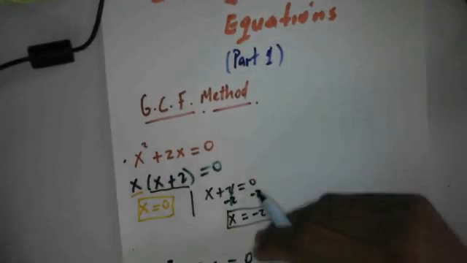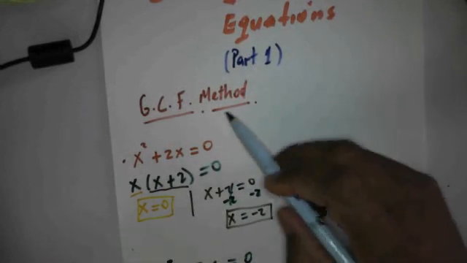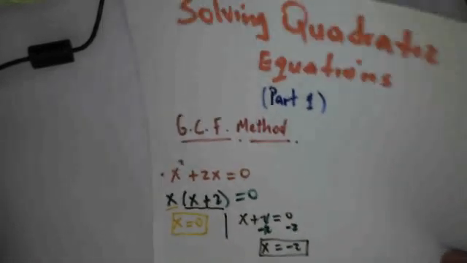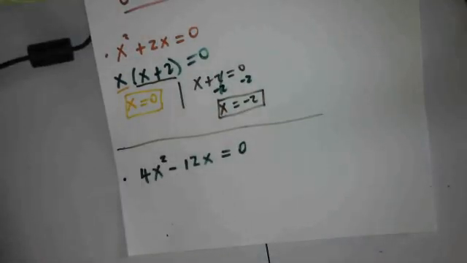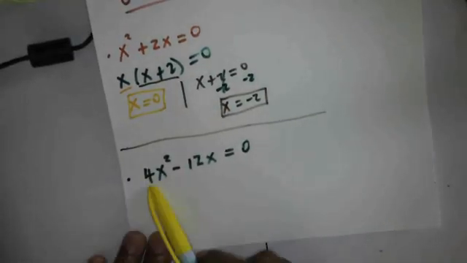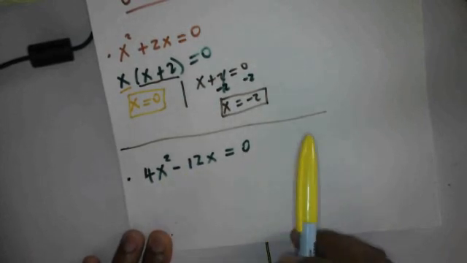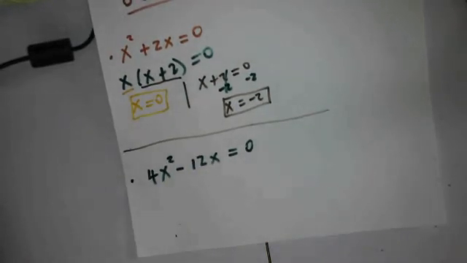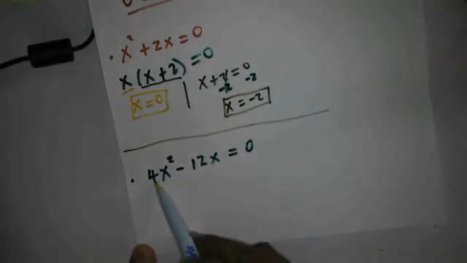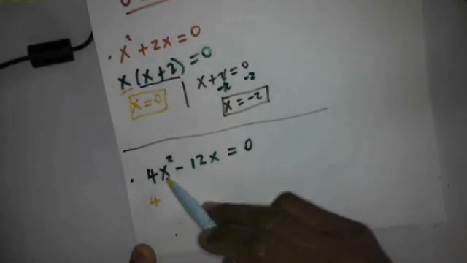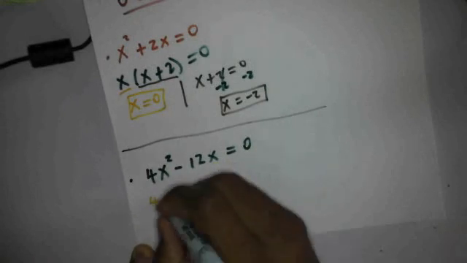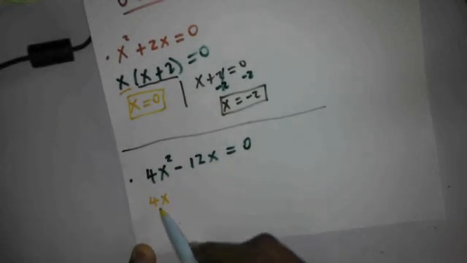So that's how you solve quadratic equations using the G.C.F method. Let's do another one for practice. So here, our second equation, we have 4x squared minus 12x equals 0. Again, you're looking for all the things that are common. For sure, we can get a 4 out of 4, and we can get a 4 from 12. So 4 is common. We have x squared here and we have an x here. X is also common. So our greatest common factor is really 4x.